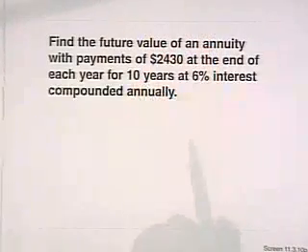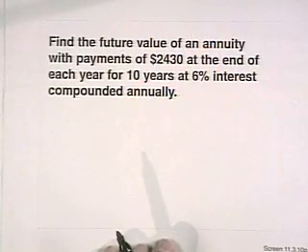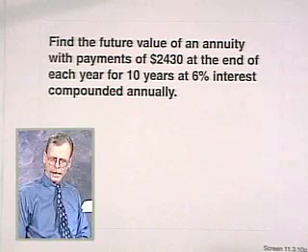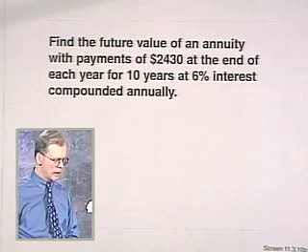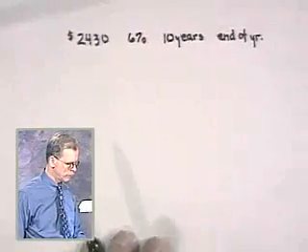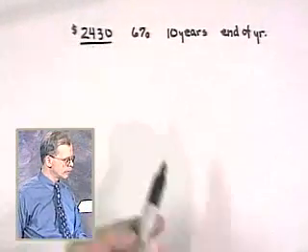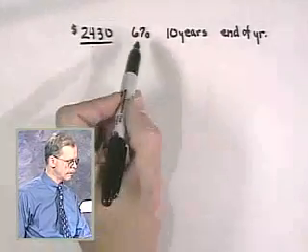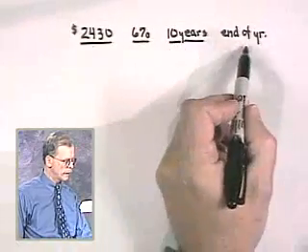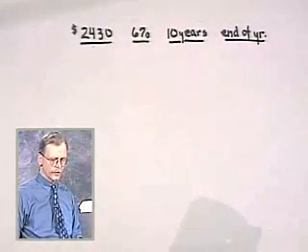Let's end our lesson with an application problem which involves the geometric sequence. Let's find the future value of an annuity with payments of $2,430 at the end of each year for 10 years at 6% interest compounded annually. Let's take our information. We know we're paying $2,430 annually. We're getting 6%. We're going to do this for 10 years, and our payments are made at the end of the year.